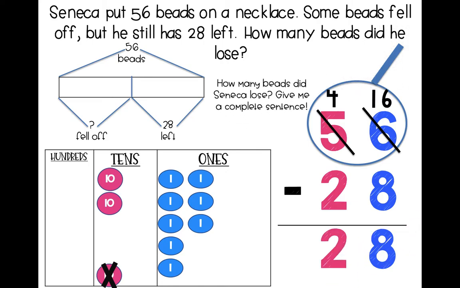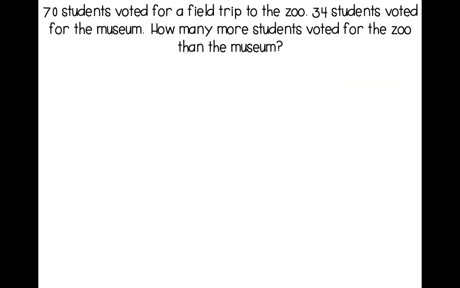So, how many beads did Seneca lose? Give me a complete sentence to tell me how many beads he lost. That's right, Seneca lost 28 beads. We have finally figured out the answer to our word problem. Great job, friends. Let's try another one.